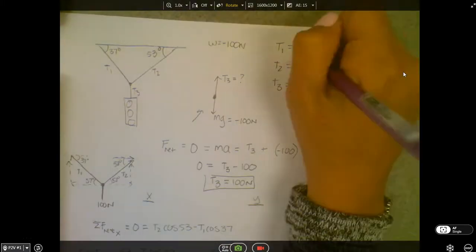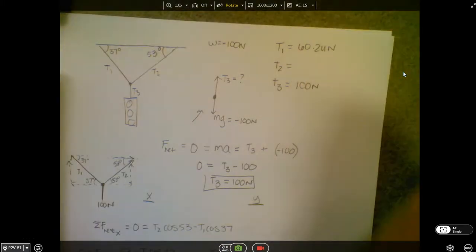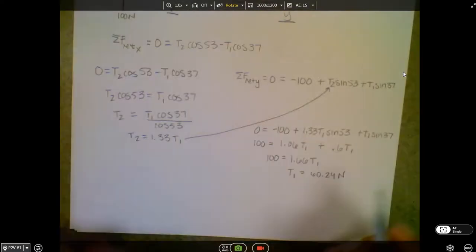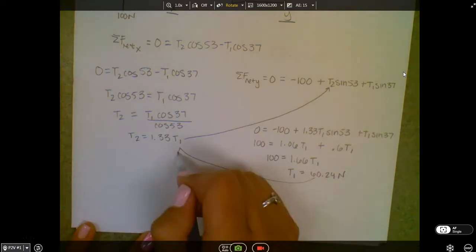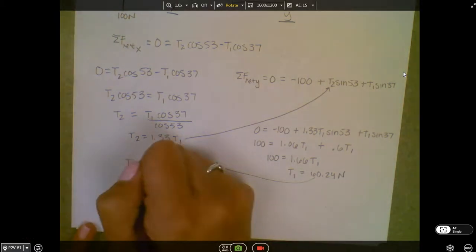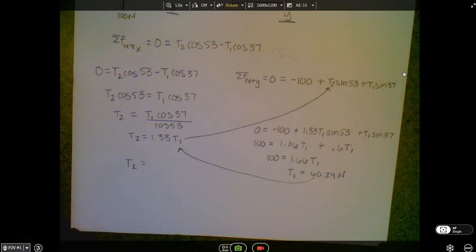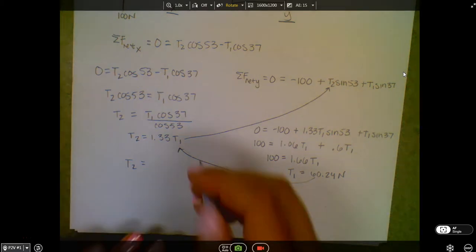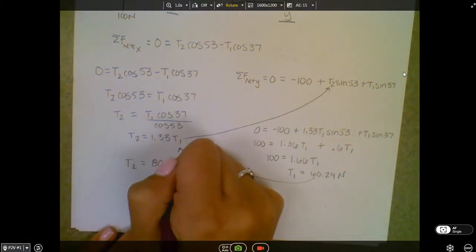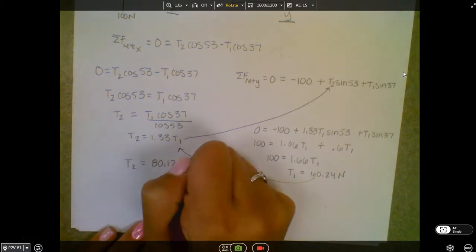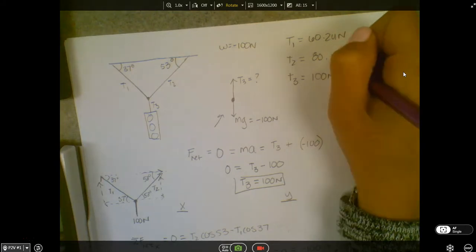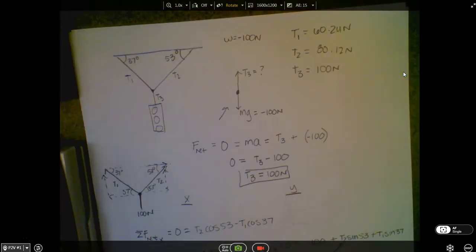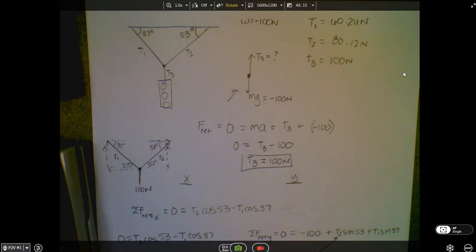So I can go ahead back to the top of my page and I can fill in T1, which is 60.24 newtons. And then I'm going to come back to the bottom and I'm going to go ahead and find out what T2 is just based on this nice simple equation that I made before. So T2 would be 1.33 times 60.24. So T2 is 80.12 newtons. So then I can go back up here and put 80.12 newtons. And that's it. So that's what they wanted.